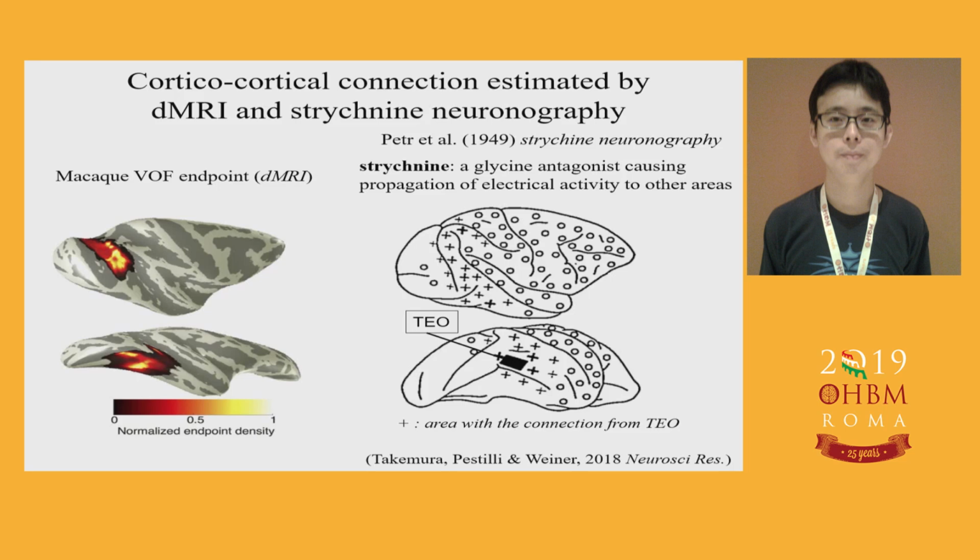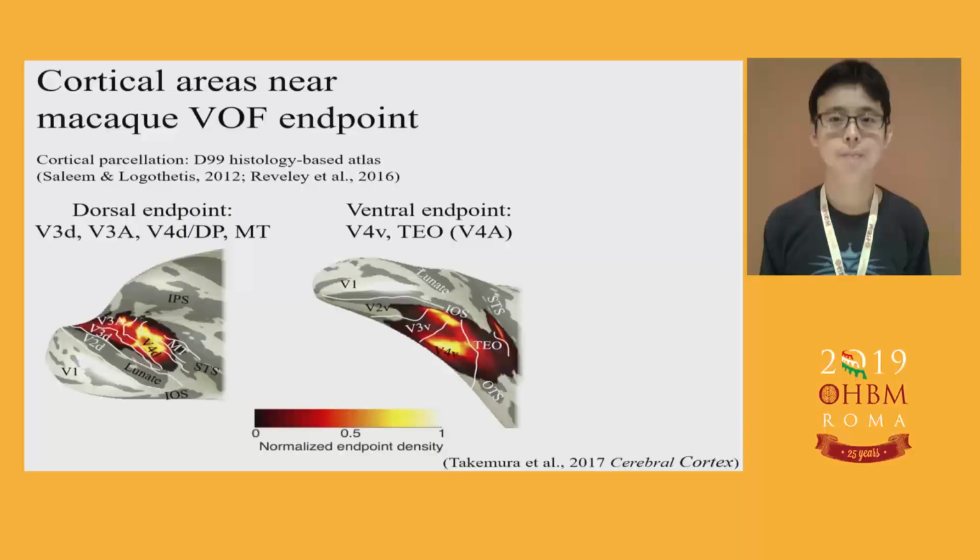For example, Petro and colleagues in the 1940s used a method called strychnine neuronography. Strychnine is a glycine antagonist, causing propagation of electrical activity to other areas. They injected strychnine into area TEO in the ventral stream and measured the electrical activity induced by the injection. There is a lot of evidence of connection between TEO and the dorsal extrastriate cortex, which is qualitatively consistent with what we see in the TEO cortical endpoint of the VOF, with widespread dorsal extrastriate termination.